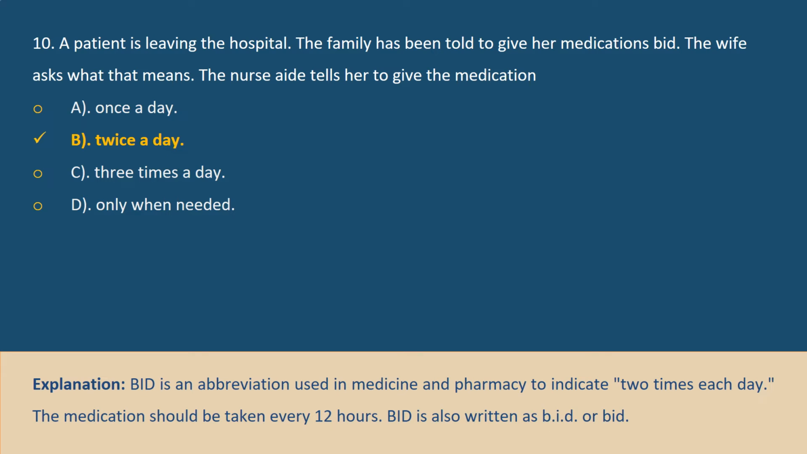Answer B. Twice a day. Explanation. BID is an abbreviation used in medicine and pharmacy to indicate 2 times each day. The medication should be taken every 12 hours. BID is also written as B.I.D.